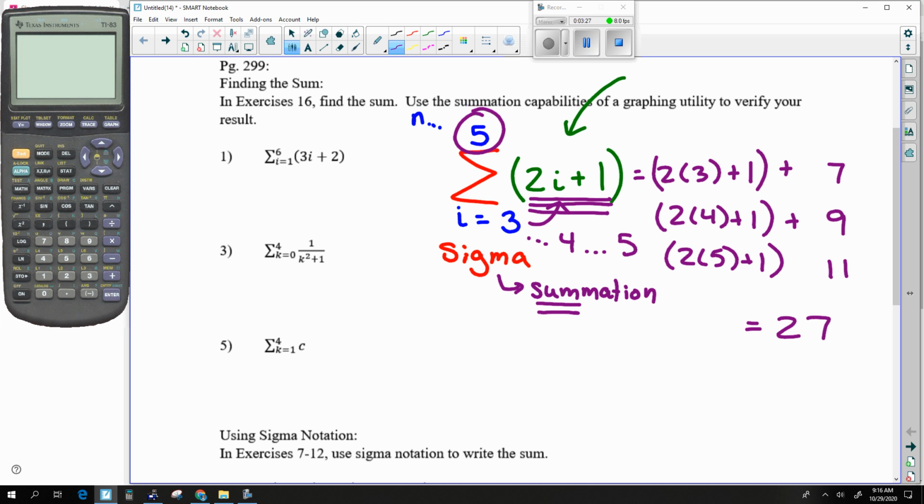And then again, I'll show you how to use your calculator to help you out with this. Again, I'm not a master at the calculator, but I do know how to do this a little bit.